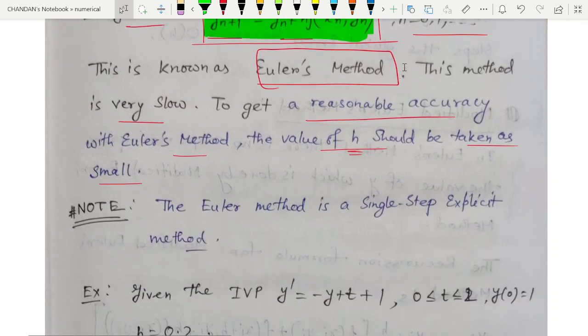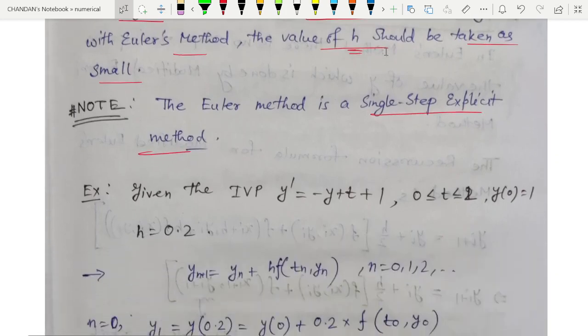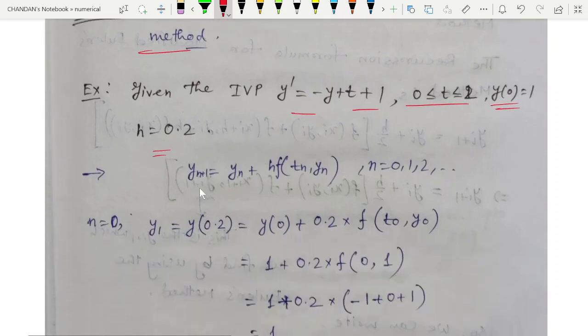Now, one note is that Euler's method is a single step explicit method. Yes, this is very true. Now if we take an example, given the IVP y dash equal to minus y plus t plus 1, for 0 less than or equal to t less than or equal to 2, y(0) equal to 1, and if we take h equal to 0.2, then this is the recursion relation: y(n+1) equal to y(n) plus h f(t(n), y(n)). Here, what does y depend on?